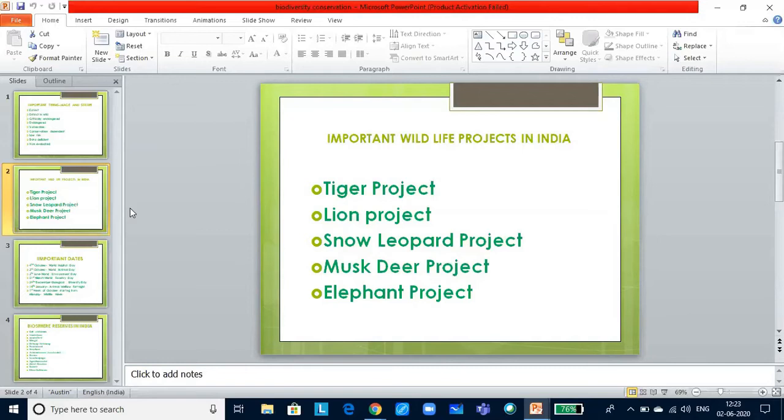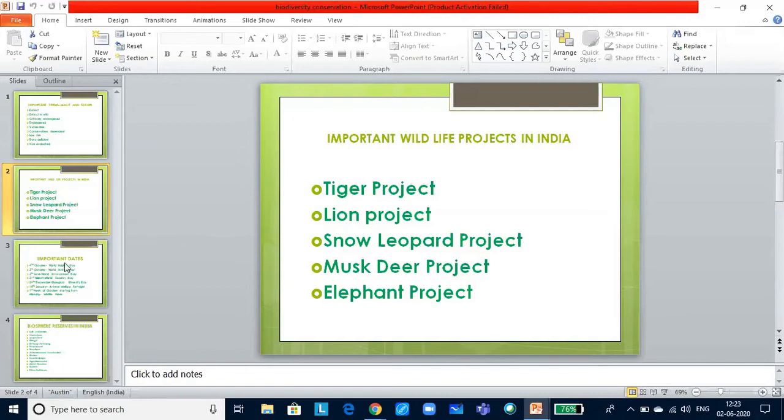Now, Project Lion, this was started in 1972. It is located in Gir National Park, Junagadh, Gujarat. Snow Leopard Project throughout the Himalayas. Example, Kanchenjunga National Park, Gangtok. Musk Deer Project, Kedarnath Sanctuary in Uttarakhand, Manali Sanctuary in Himachal Pradesh, and Shikari Devi Sanctuary in Himachal Pradesh. This project is on. Project Elephant was launched in 1992 and it covers both wild and domestic elephants.